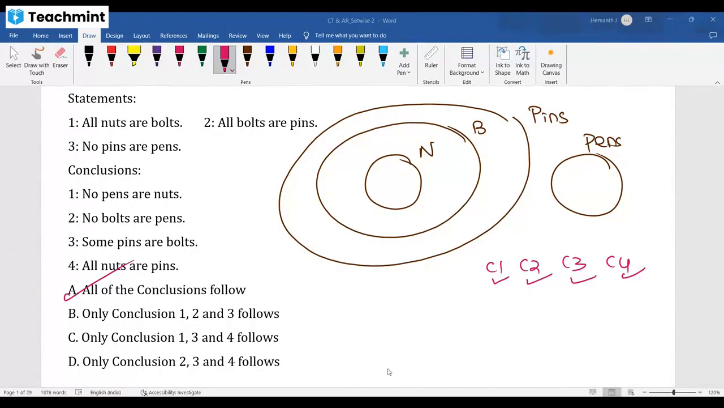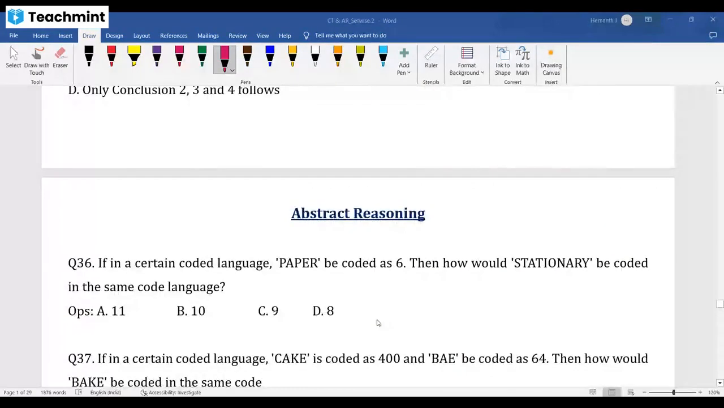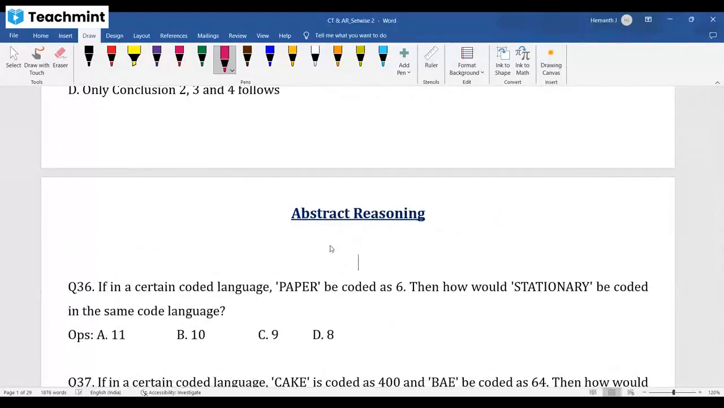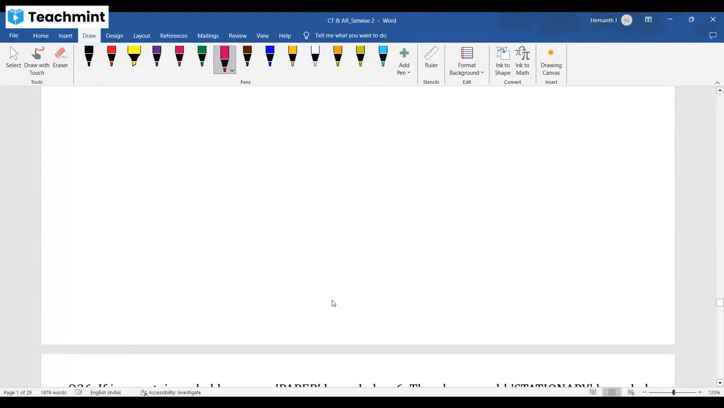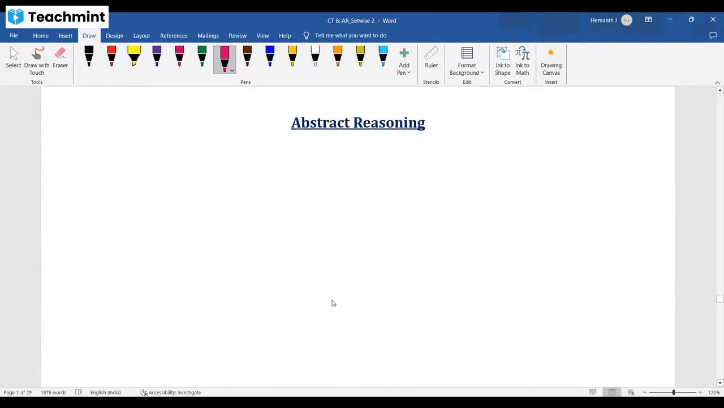Right. So fine. I just want to give the outline regarding abstract reasoning. Some people are worrying that we are done with all. Fine, I agree. Today is the last session from my end regarding CT or AR, whatever it might be. I just want to give the outline regarding AR. I hope you know there are 15 questions, question numbers 36 to 50, general. The topics to be focused on.